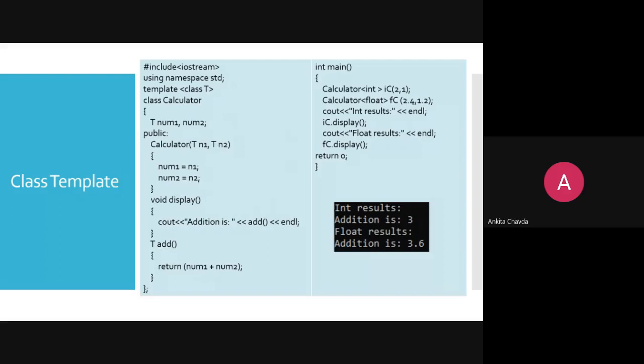So this is how you can give the class template. This is your constructor. In that also you are passing two arguments, which are also represented as T. Here also the addition function simply returns your addition, which would be either integer, float, or double, whatever you say. The return type is T, because if your numbers are integer, the return type will be integer. If your numbers are float, your return type will be float. So this is how it's working.